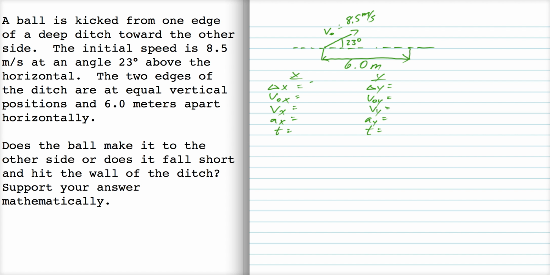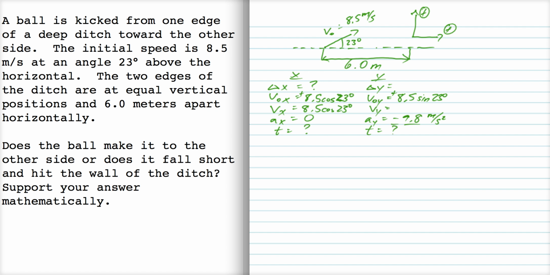Okay, so I don't know how far it goes. I know that the initial x velocity is 8.5 cosine 23, and the initial y velocity is 8.5 sine 23. I also know the final x velocity is 8.5 cosine 23 because the x acceleration is 0. I'm using a sign convention that up is positive and to the right is positive. You can tell that by how I wrote down my initial velocity, right? The y acceleration is negative 9.8, right? It's 9.8 meters per second squared in the downward direction. And I don't know the time here or here.